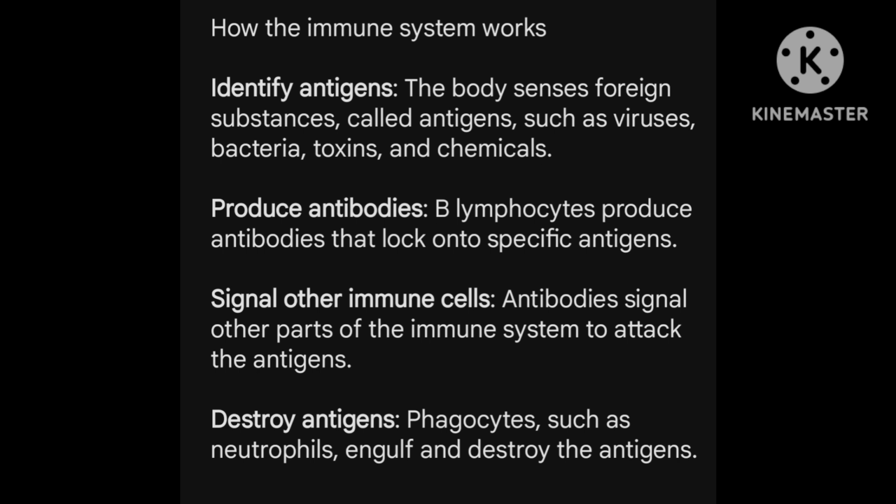First one, identify antigens. The body senses foreign substances called antigens such as viruses, bacteria, toxins, and chemicals. Second step, produce antibodies. B lymphocytes produce antibodies that lock onto specific antigens. Third step, signal other immune cells. Antibodies signal other parts of the immune system to attack antigens. Last step, destroy antigens. Phagocytes such as neutrophils engulf and destroy the antigens.